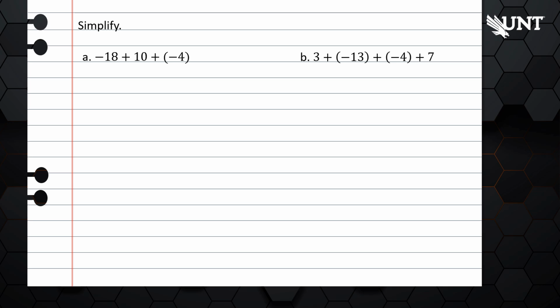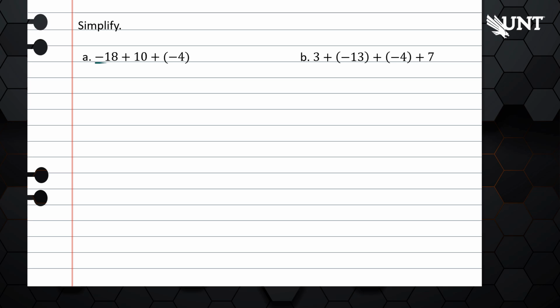The directions state to simplify. For A, it reads negative 18 plus 10 plus negative 4. Now keep in mind, GEMS, or order of operations, is still working in the background. However, when I read the problem, the only operation we heard was addition. So when it comes to addition, we work it out in order from left to right.